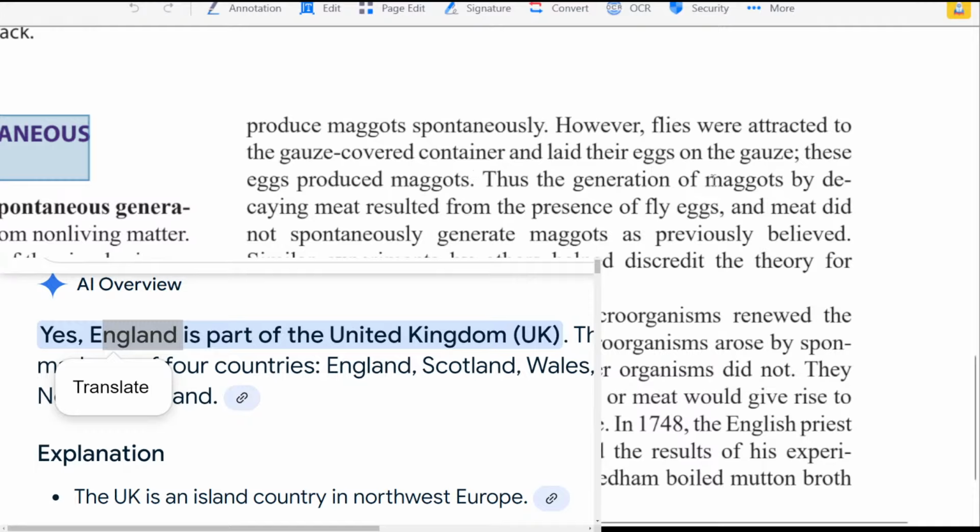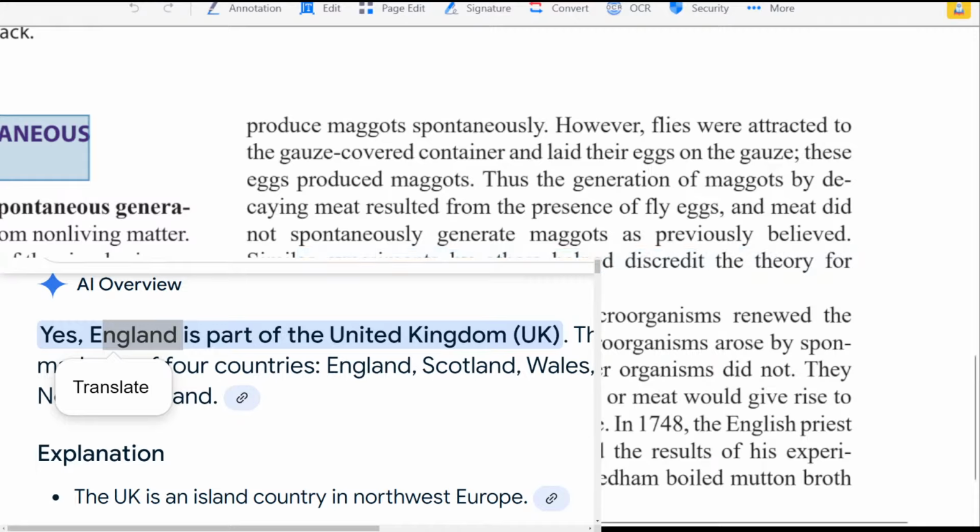So the generation of maggots by decaying meat resulted from the presence of fly eggs, and meat did not spontaneously generate maggots as previously believed. So he just said that, yeah, if life could come out spontaneously, why did it not come out of the third container? Like if your theory is correct. So that's how he refuted the theory. Similar experiments by others helped discredit the theory for larger organisms, right?